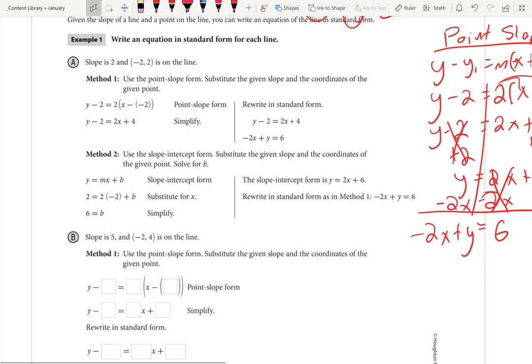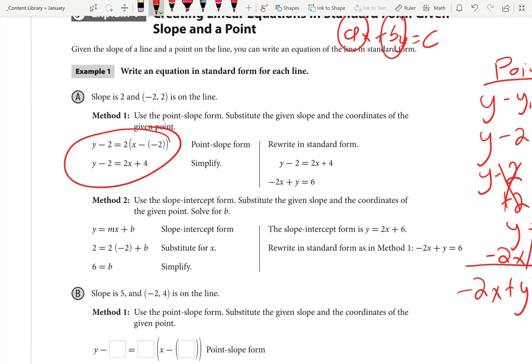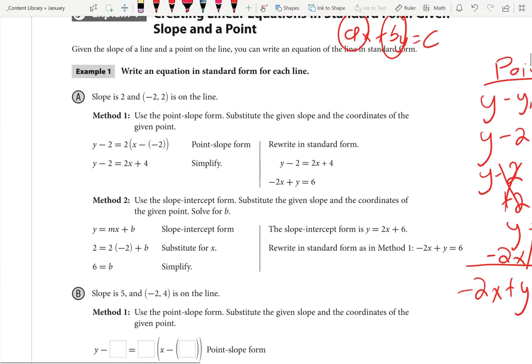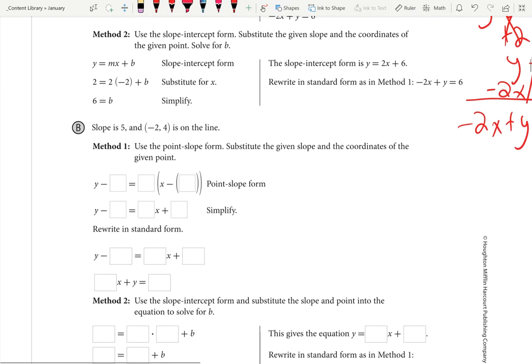And you can see that both those methods are demonstrated here. They've used point-slope form. You can see then they've rearranged it into that final answer of negative 2x plus y equals 6, which is what we got. And then they also do slope-intercept form. So they've solved it, they figured out b is 6, and then they wrote the equation with the b value of 6. Then they just rearranged it again, same way, to get the same answer. So there's more than one approach here.